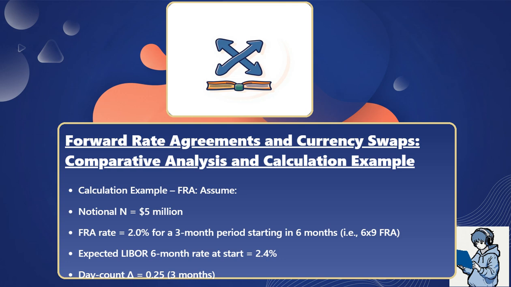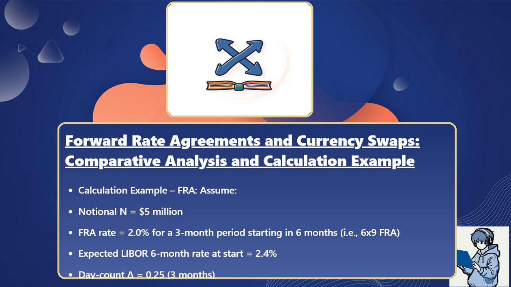Payoff equals 5 million times (0.024 minus 0.020) times 0.25 times 0.9925 equals 5 million times 0.004 times 0.25 times 0.9925 equals 5 million times 0.009925, approximately $4,962.5.